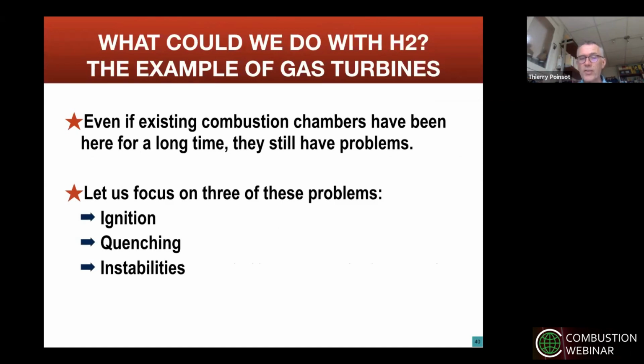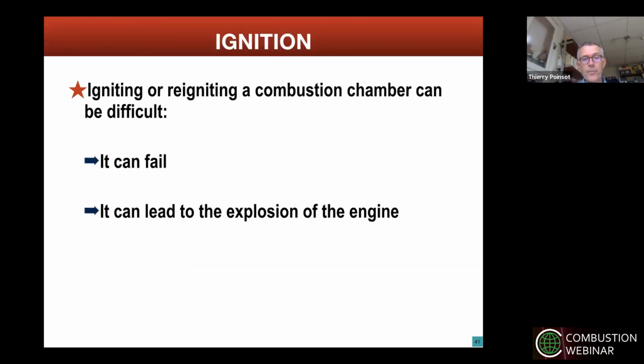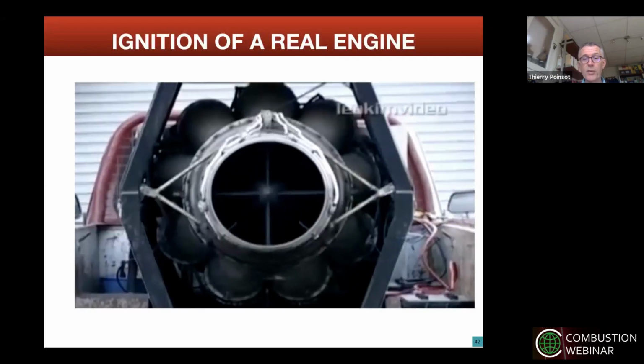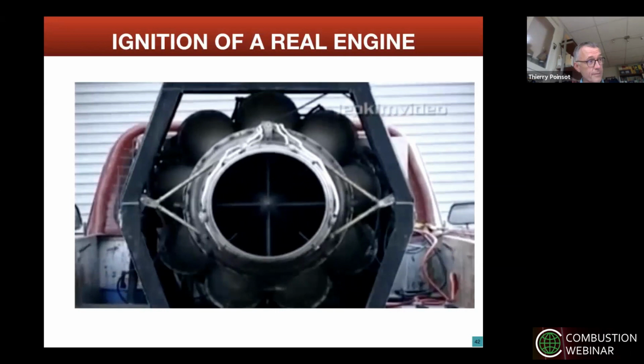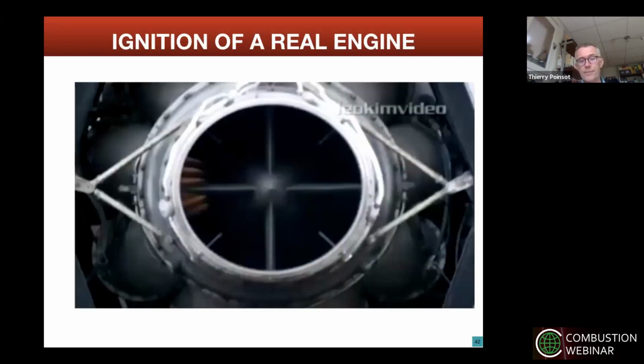Here I want to focus on gas turbines. Gas turbines still have a lot of problems. I want to discuss 3 of them: ignition, quenching, and instabilities. Ignition of combustion chambers, of course, is necessary, but it can fail. For example, in a helicopter at high altitude, it can be quite difficult to ignite. And of course, ignition can also be violent in a rocket engine, for example, and lead to the explosion of the engine. That's a view of an ignition in an engine.